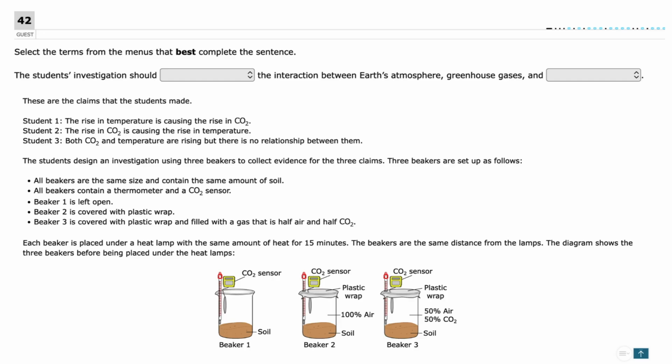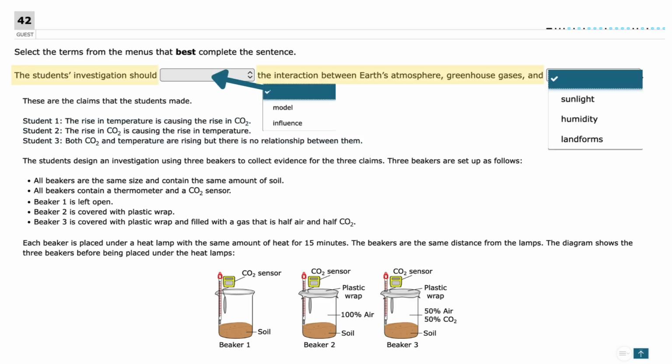They use heat lamps to simulate sunlight and measure the temperature and carbon dioxide in each beaker. The goal is to help them investigate the claims. Is temperature causing carbon dioxide to rise? Is carbon dioxide causing temperature to rise? Or are they just both increasing without being related?